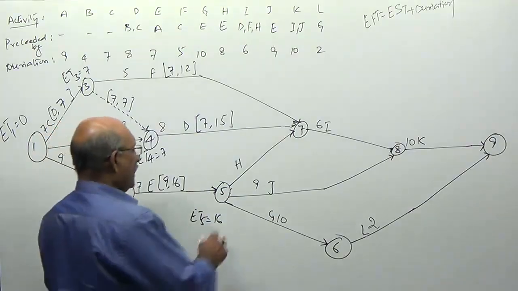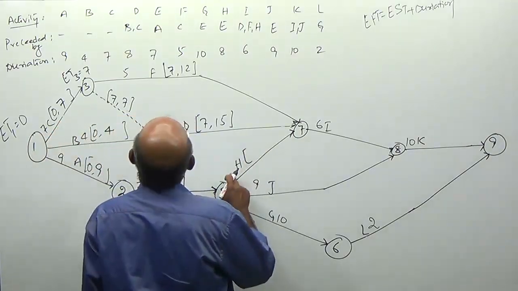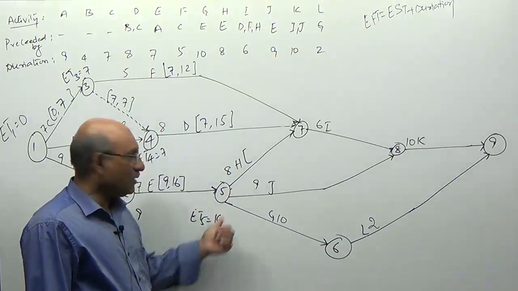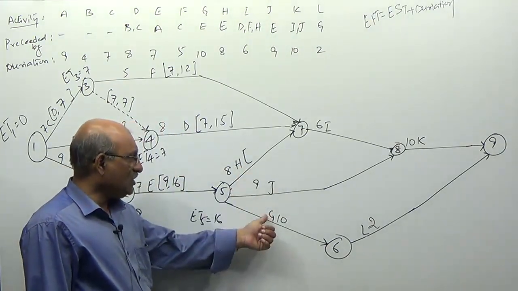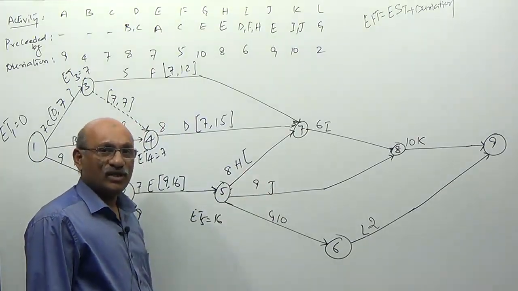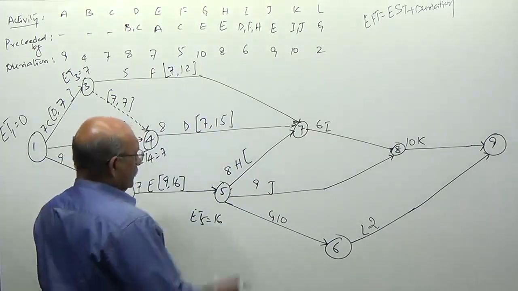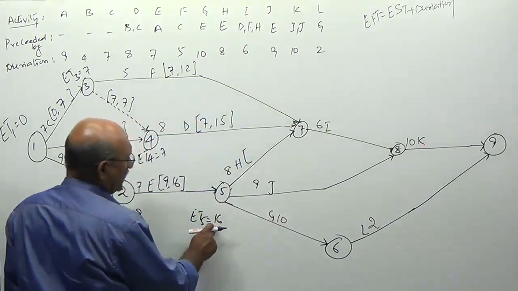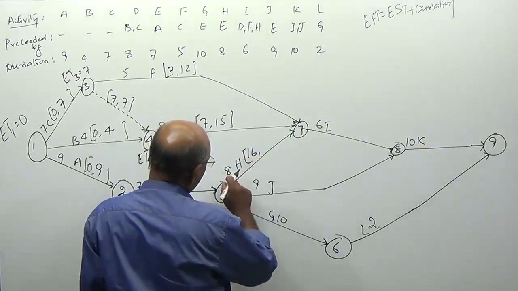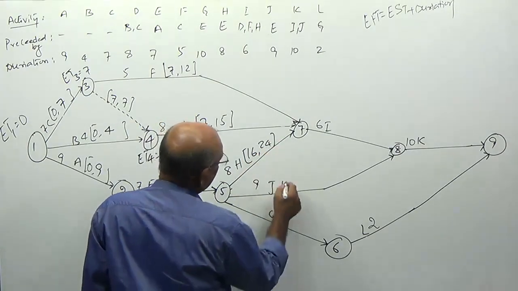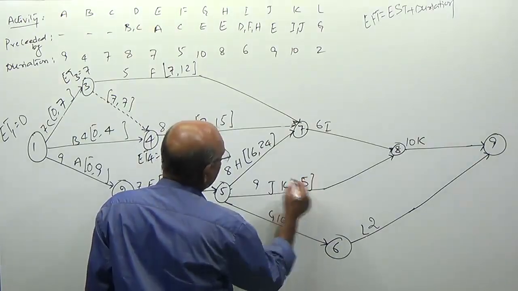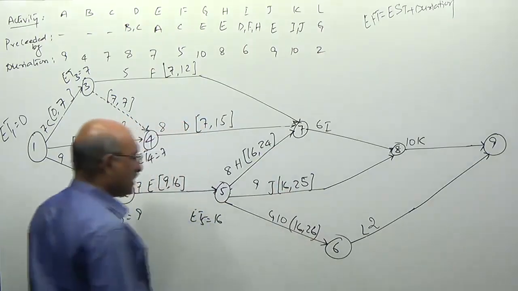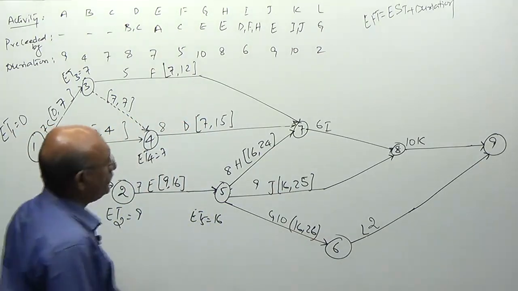Clear? Here, activity H will take how many days, sir? 8 days. On the 16th day, what are you doing, sir? These three are started. Therefore, for these three activities, 16 is the starting time. 16 plus 8, 24. 16 plus 9, 25. 16 plus 10, 26.